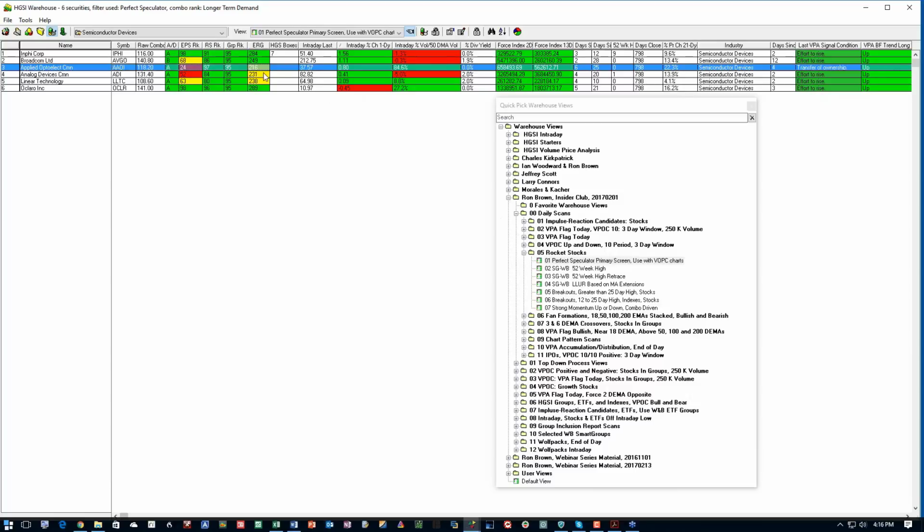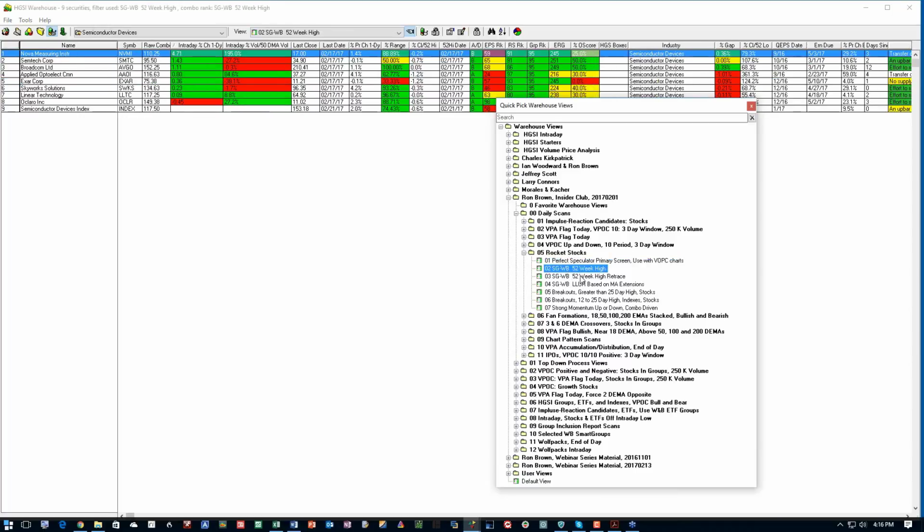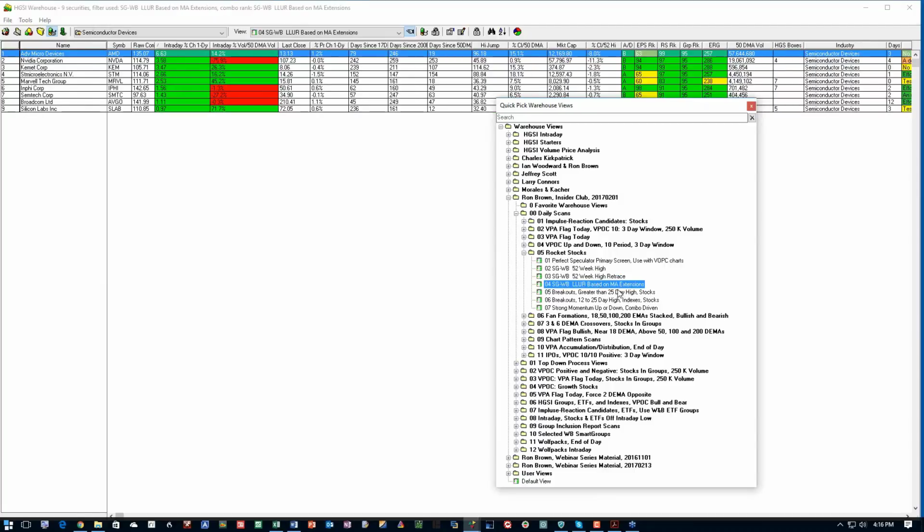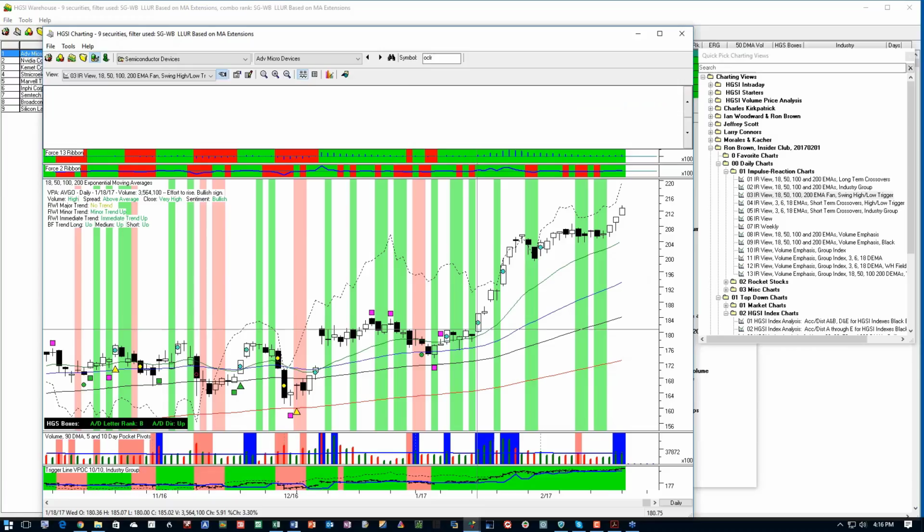Okay, let's move on down the list. So, Perfect Speculator. You also have 52-week highs, 52-week high retrace, which is a slight pullback from a 52-week high. LLUR, this is lower left, upper right charts. Anybody get back into AMD today?